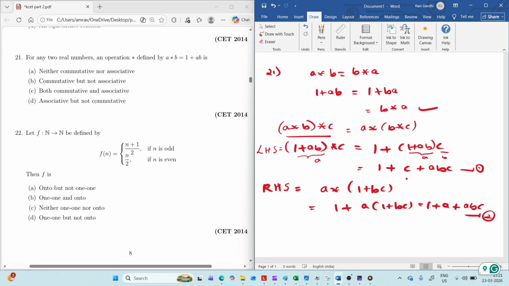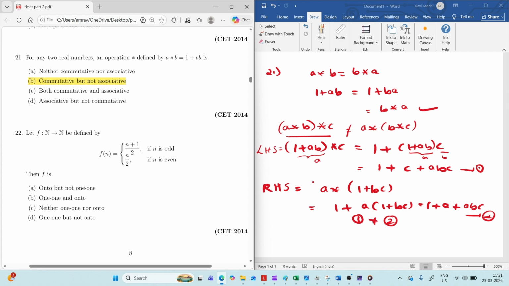Now compare equation 1 and 2. It is 1 plus C plus ABC. But here it is 1 plus A plus ABC. What do you conclude from this? 1 and 2 are not equal. That is, A star B star C is not equal to A star B star C. So this means it is not associative but commutative, which is the right option. Option B, commutative but not associative.